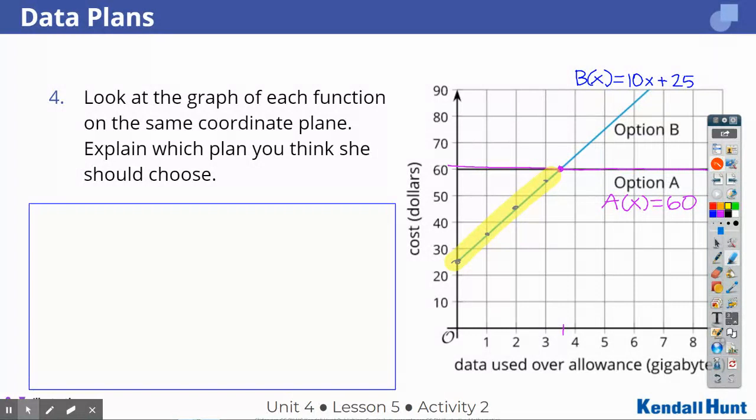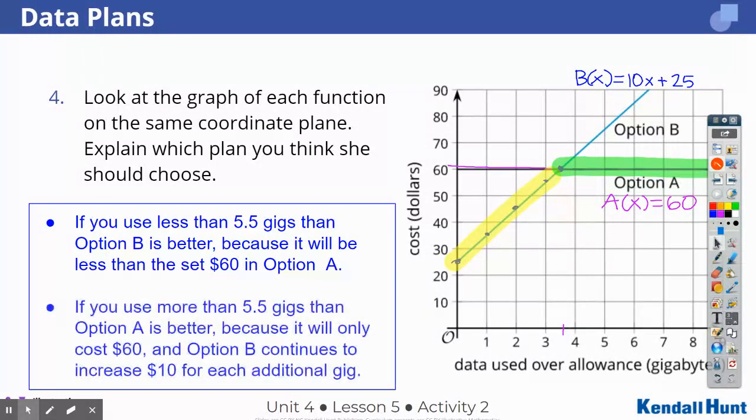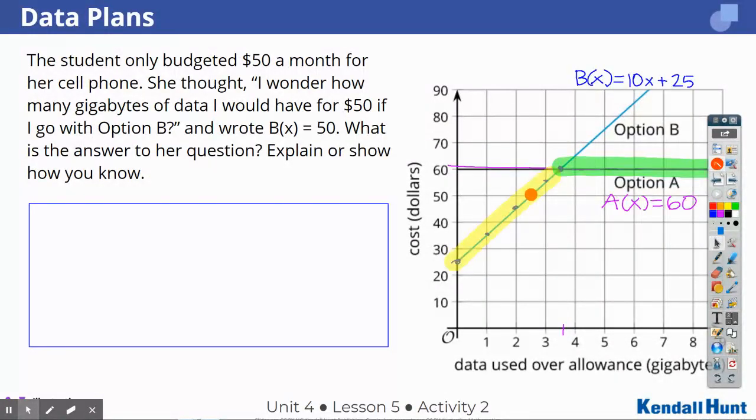Why? If you're only using 4 gigabytes of data on a regular basis, wouldn't you rather pay $45 than $60? I would. So it would be cheaper for you to pay for plan B instead of plan A. But if you're going to use more than 5.5 gigabytes of data, option A would be in your best interest because after you use more than 5.5 gigabytes of data, you're still only going to pay $60. It doesn't matter how many you use, you're still going to be paying $60.